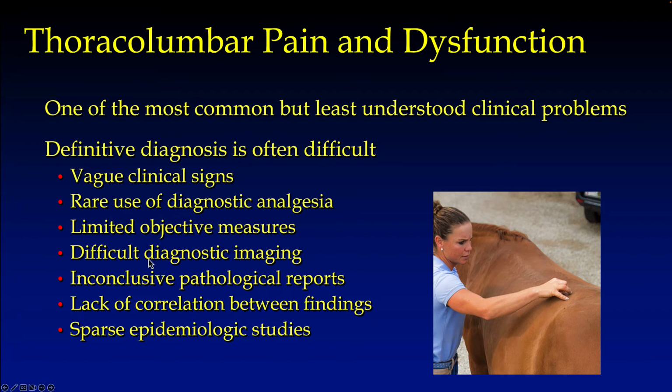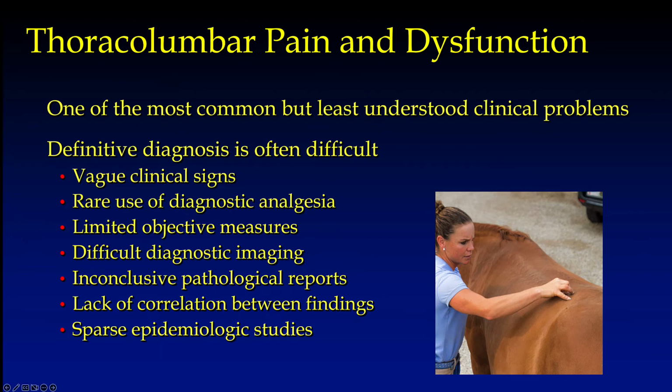Some of our technologic limitations with our diagnostic imaging, there's just a big mass there, and oftentimes you can see the dorsal aspect of the spinous processes, but what about the articular processes? What about the vertebral bodies? What about the soft tissues? And so with that, then we oftentimes have some sort of a disconnect between clinical signs, diagnostic imaging, pathologic reports.